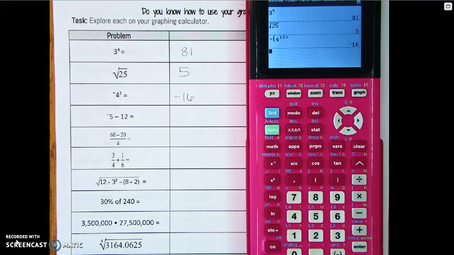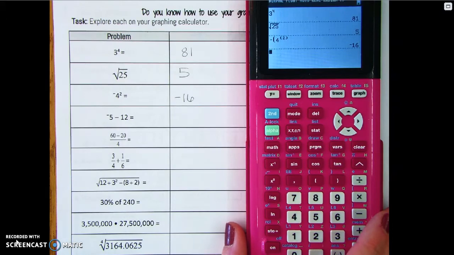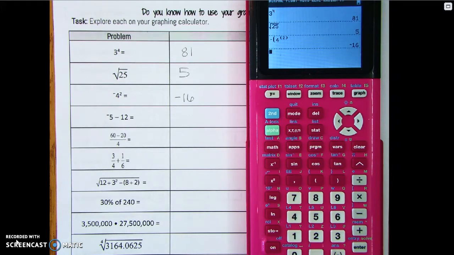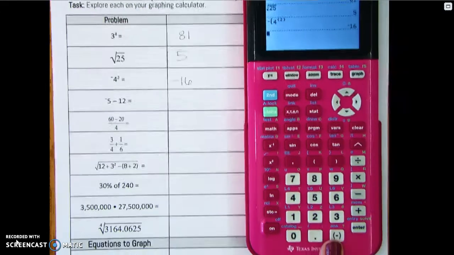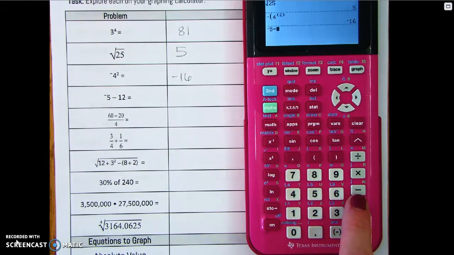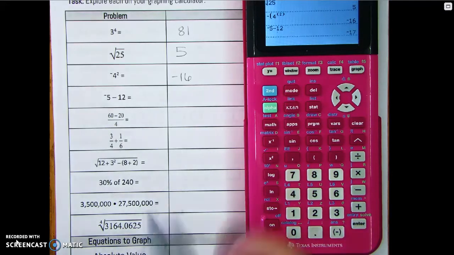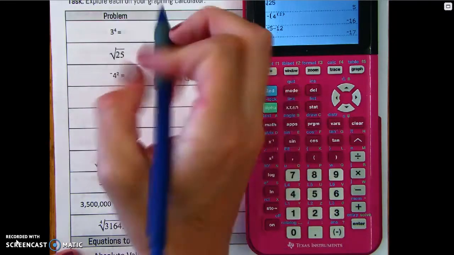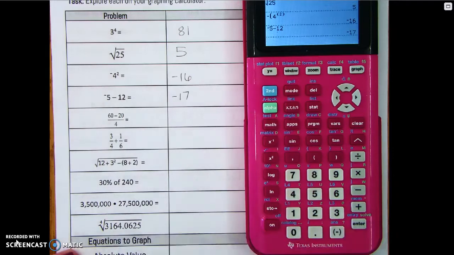But let's go ahead and pick up with negative 5 minus 12. So when you do problems like this, just make sure you're using the negative button down here for negative 5, and then the minus button right here for minus 12. So know the difference between when it's a negative and when it's subtraction. And that is negative 17.